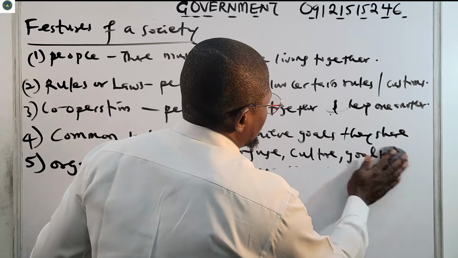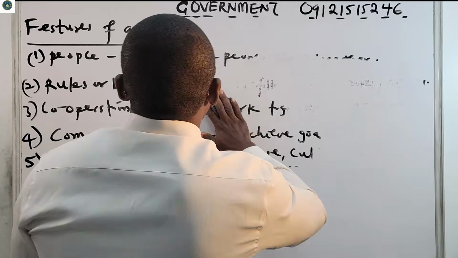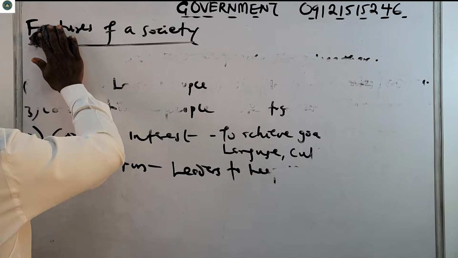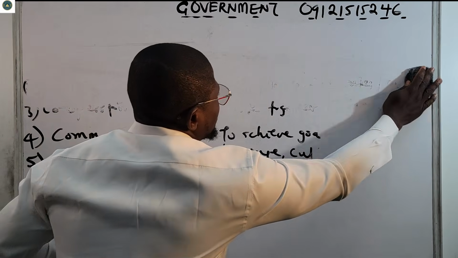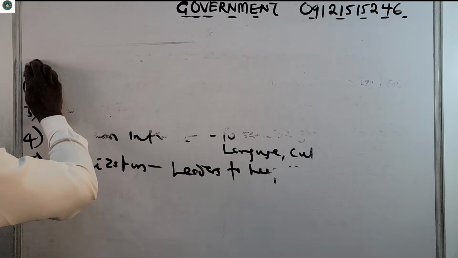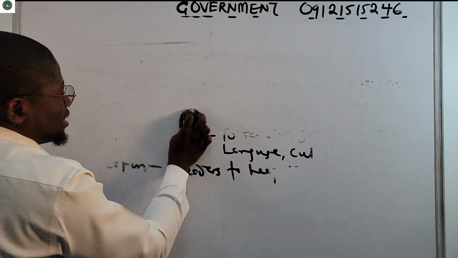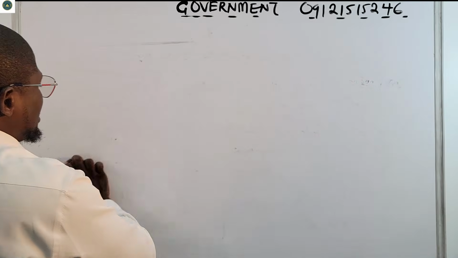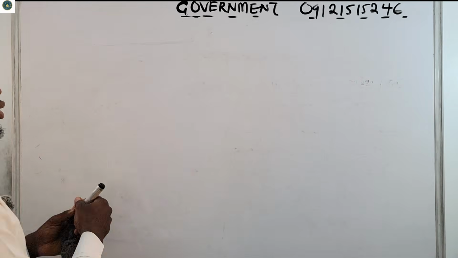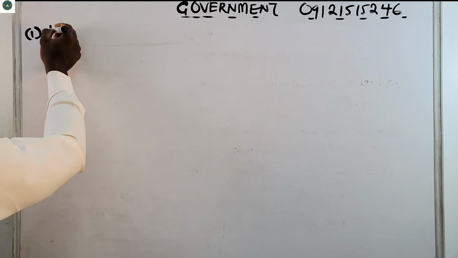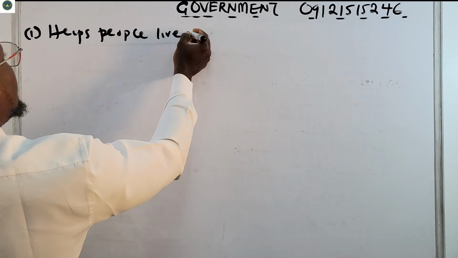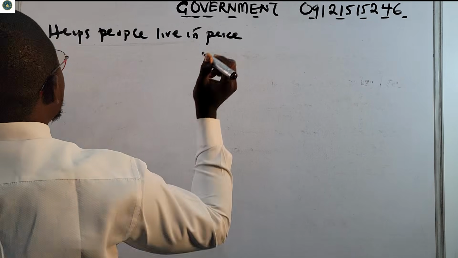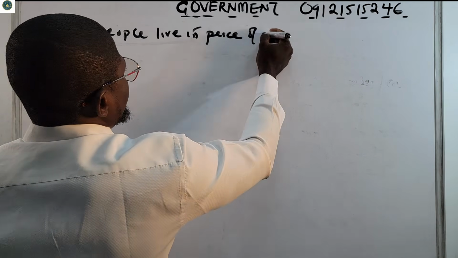So up next, let us now see quickly why society is important. Why is it important? Society is important because it helps people to live in peace. Let's quickly note them down. Number 1, helps people live in peace. Peace and order, for example.